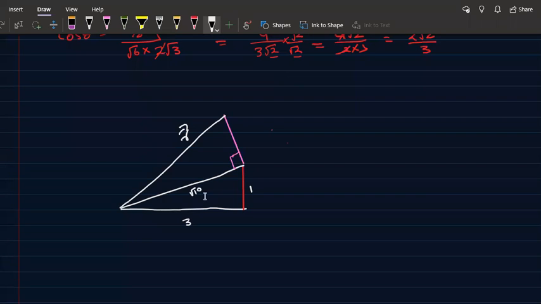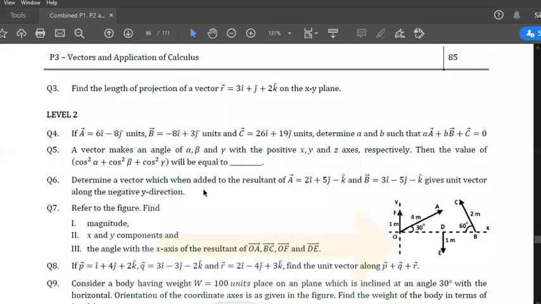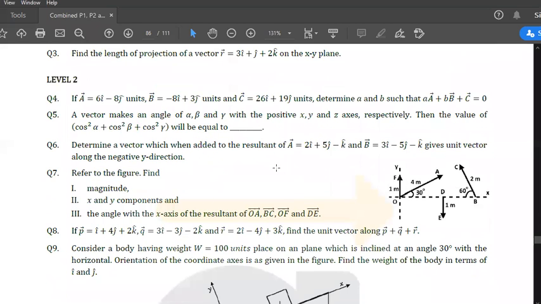Okay, very good. So I hope all of you understood this. Question number third done. Question number fourth. Everyone solve question number 4. A vector is given, B vector is given, C vector is given. Now a times A vector plus b times B vector plus C vector is equal to 0. Find the value of a and b.